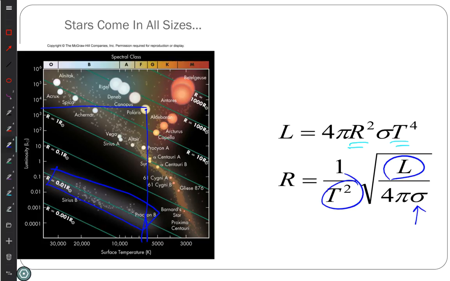Okay, that sigma is the Stefan-Boltzmann constant. So it is a constant. It's not a variable. So in most of our calculations, we don't worry about it because we're looking at how things compare, and it's not changing. So you can determine the radius on the HR diagram by knowing the temperature and the luminosity that's given.